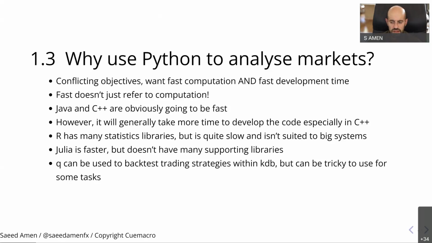And a lot of times, if you use Julia, you're probably going to end up relying on Python libraries underneath anyway. There is also KDB that can be used to backtest trading strategies, but it can be tricky to use for some other tasks as well. So it's highly specialized, essentially. So definitely a good thing to learn, but it's focused towards high frequency tick data and analysis of that. There is also a way of using Q with Python as well. So that's like a nice combination, actually, particularly when it comes to visualizations.